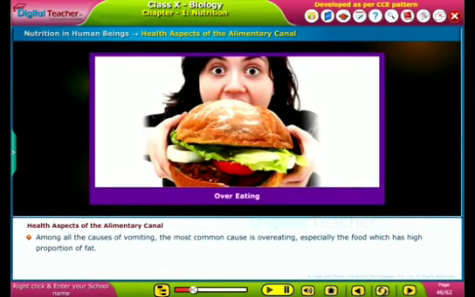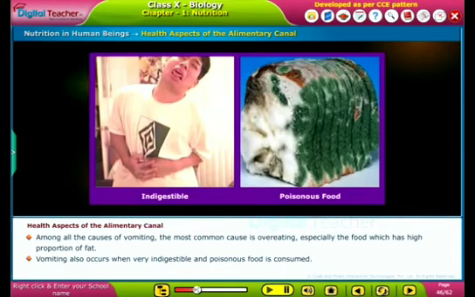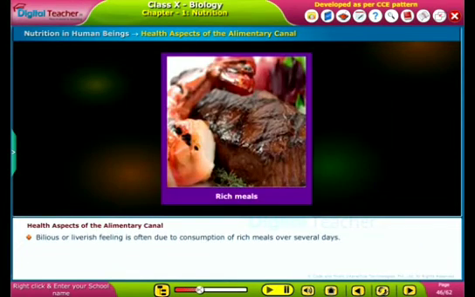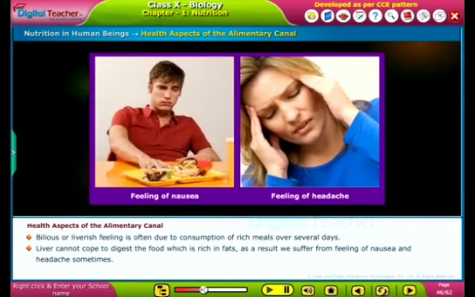Among all the causes of vomiting, the most common cause is overeating, especially food which has a high proportion of fat. Vomiting also occurs when very indigestible and poisonous food is consumed. Bilious or liverish feeling is often due to consumption of rich meals over several days. The liver cannot cope to digest food which is rich in fats. As a result, we sometimes suffer from a feeling of nausea and headache.